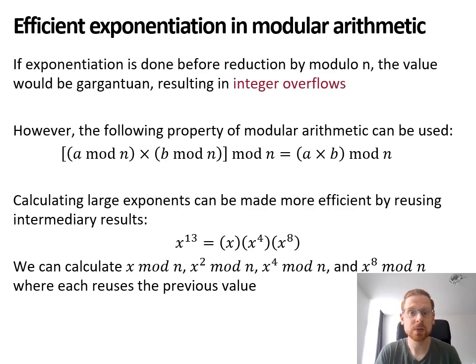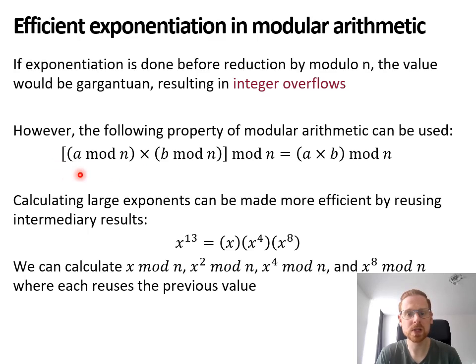In encryption and decryption in RSA, there's a need to raise an integer to a specific integer power modulo n. If the exponentiation is done before reducing by modulo n, the value can become extremely large, resulting in integer overflows when doing the calculation on a computer. However, the properties of modular arithmetic can be used to reduce the complexity and reduce the size of intermediary results.